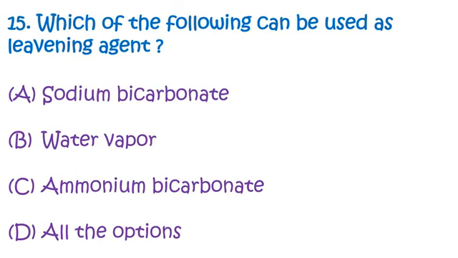Question number 15. Which of the following can be used as a leavening agent? Options are option A, sodium bicarbonate, option B, water vapor, option C, ammonium bicarbonate, option D, all of the options. And the correct answer is option D, all of the options.